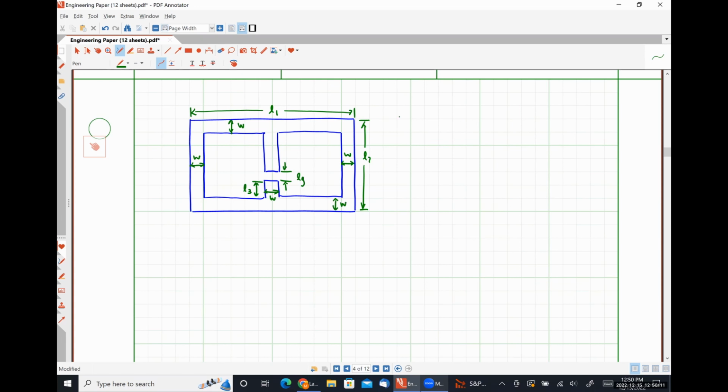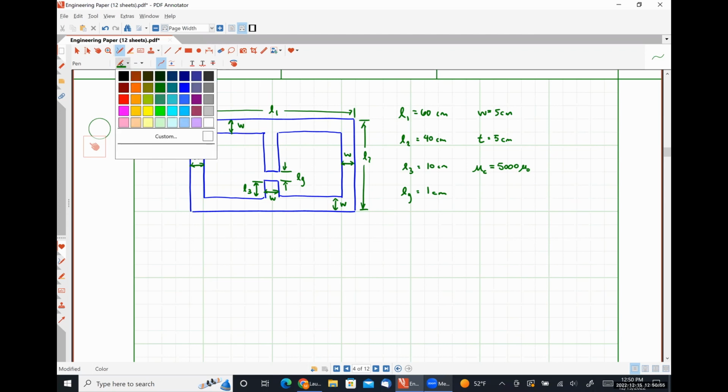So let's define some things here. Let's say that L1 is 60 centimeters. L2 is 40 centimeters. L3 is 10 centimeters. LG is 1 centimeter. Let's say that our width is 5 centimeters. Our thickness is 5 centimeters. And our core has a permeability of 5,000 times mu naught.